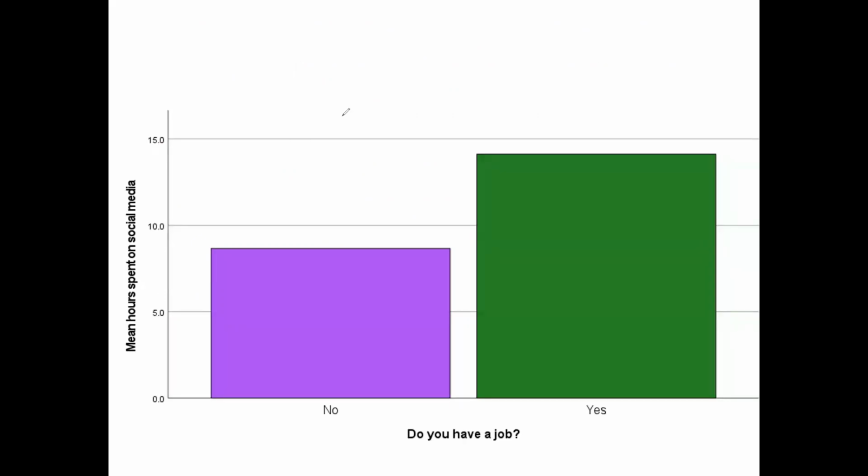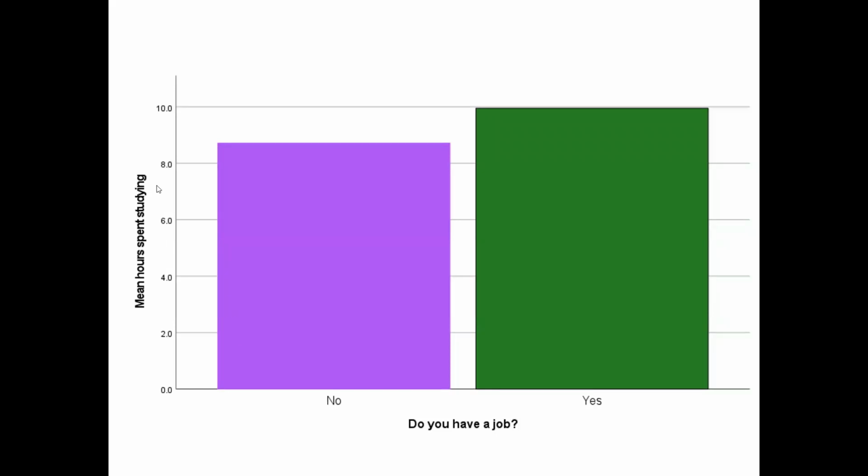Again, this is from fall 2022. Your data is probably slightly different, and you will be calculating this yourself and making these graphs yourself. So here we have mean hours spent on social media per week and whether people had a job or not. And we can see the mean for those who said yes is pretty close to 15. And the mean for those who said no is below 10. So it looks like people with a job spend more time on social media.